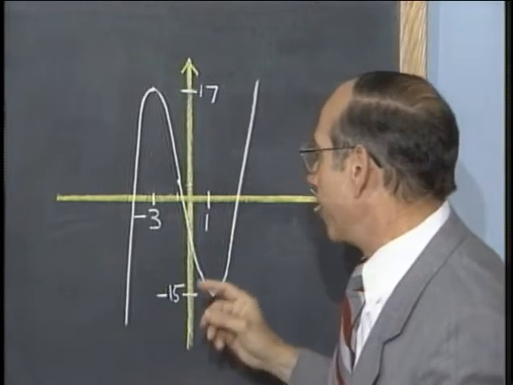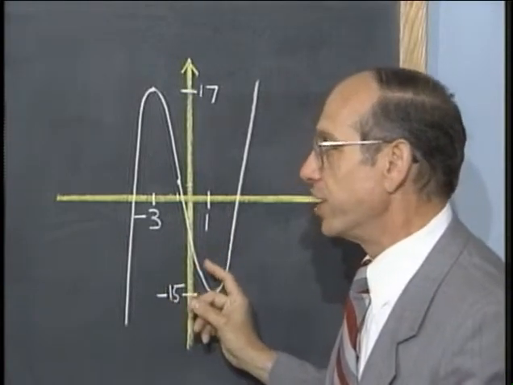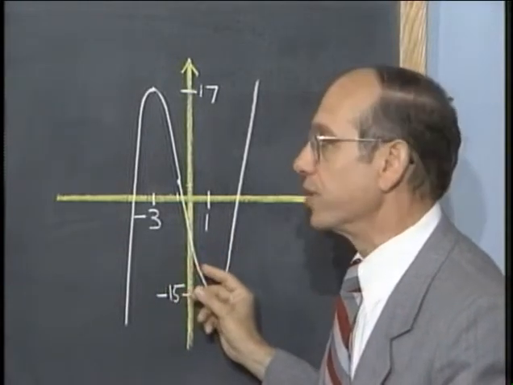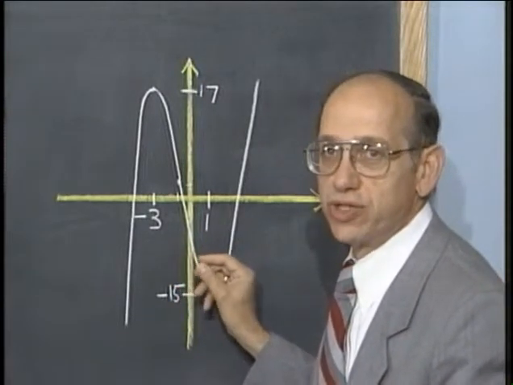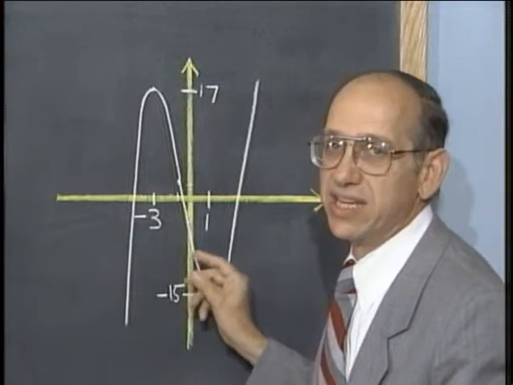Let me point out that my graph has to be off by a little bit because if you look at the original formula, when you substitute x equals 0 into the original formula, you see that y is going to be minus 10.